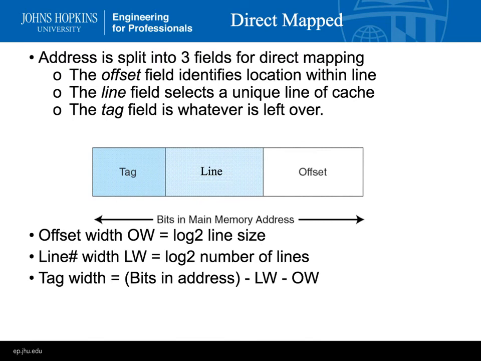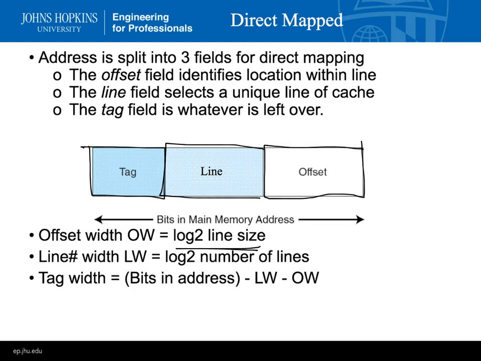So with direct mapping, we're going to split our address into 3 fields now. So we had the offset, that's still the same thing. This is the log 2 of the line size or block size. The next field is going to be the line number, and that's going to be log 2 of the number of lines. So if we have 8 lines, this is going to be 3 bits. And then the rest is this tag.